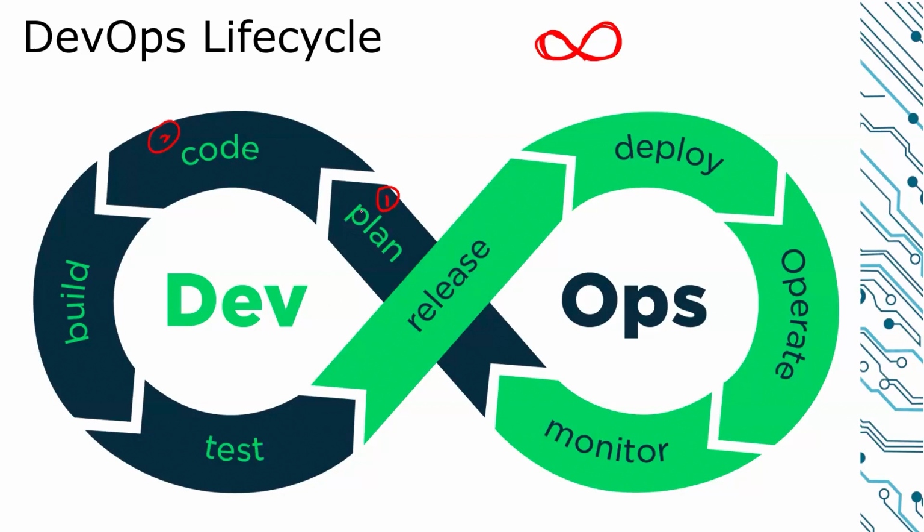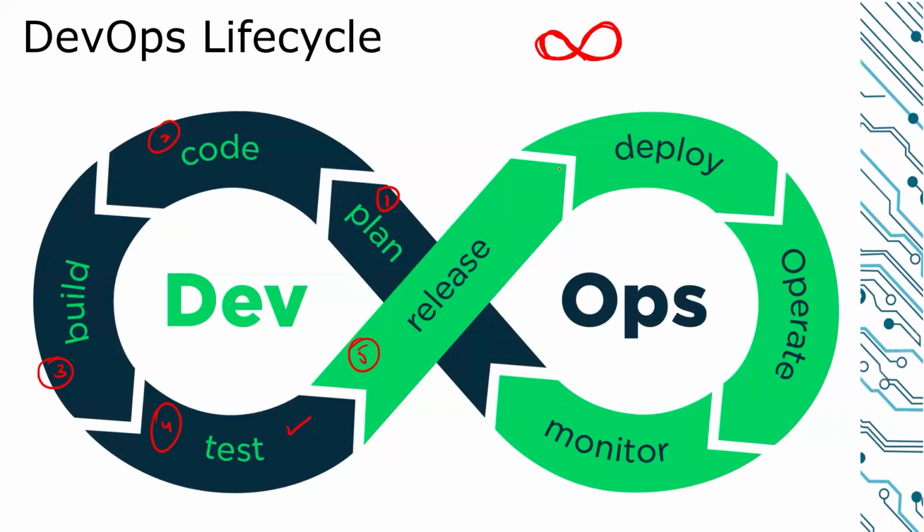Then after the planning is done, you will do the coding part. Once the coding is done, then you will create the build artifacts, the build files like the jar files and other things which will be required. Once the application is ready to deploy, we will test the application. Once the test is successful, you will release the application to the public, basically for the users.